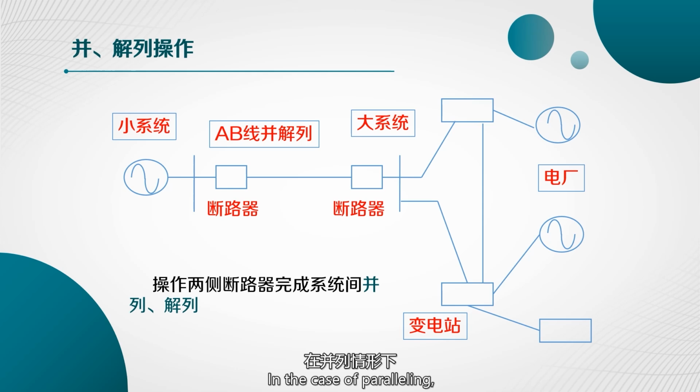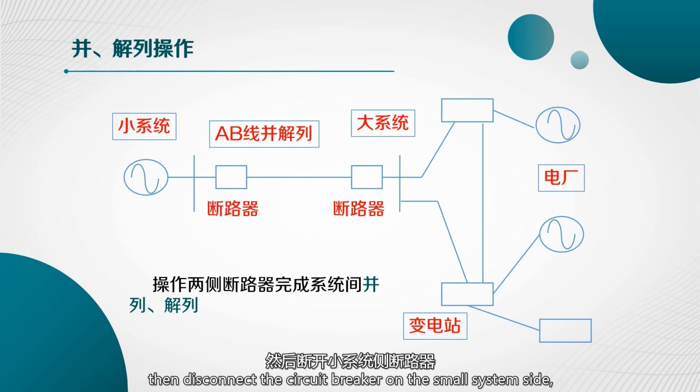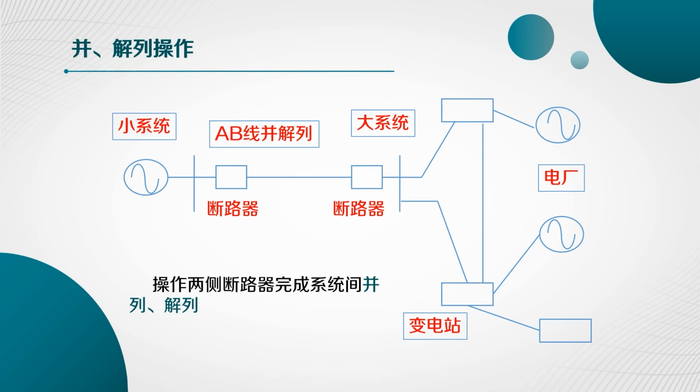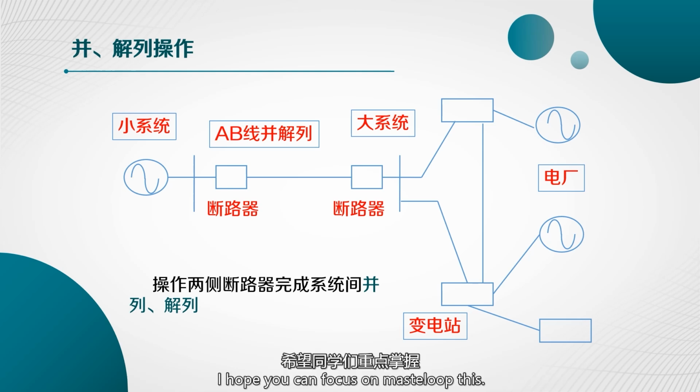In the case of paralleling, the decoupling of the system is easy to master. First, adjust the active power of the tie line to close to zero, then disconnect the circuit breaker on the small system side, and finally disconnect the circuit breaker on the large system side. So the system is decoupled into two systems. This is the case with the paralleling and decoupling of the system. I hope you can focus on mastering this.